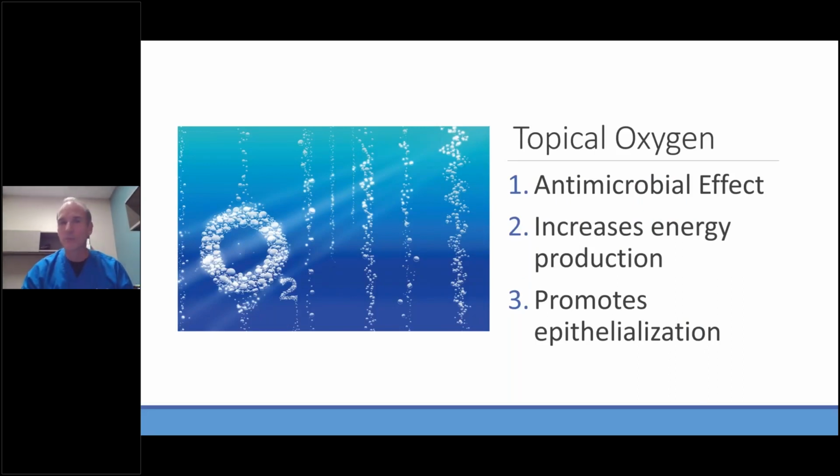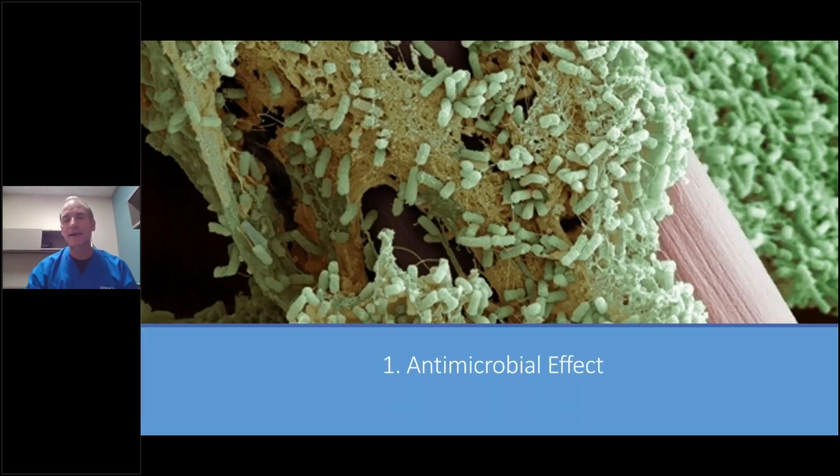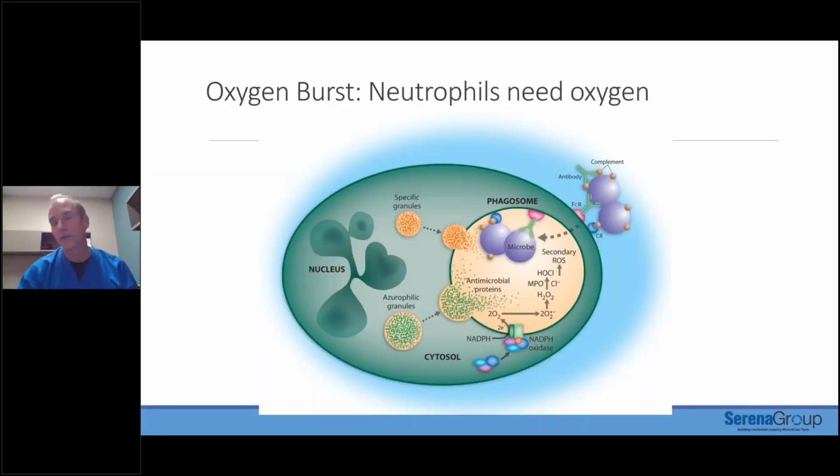It's antimicrobial, it increases energy production, and it promotes epithelialization. So the antimicrobial effect is important. Neutrophils and other leukocytes, white blood cells, they kill. They kill by using oxygen. They concentrate free oxygen radicals in this phagosome, and then they bring bacteria in there, and that's how they kill it.